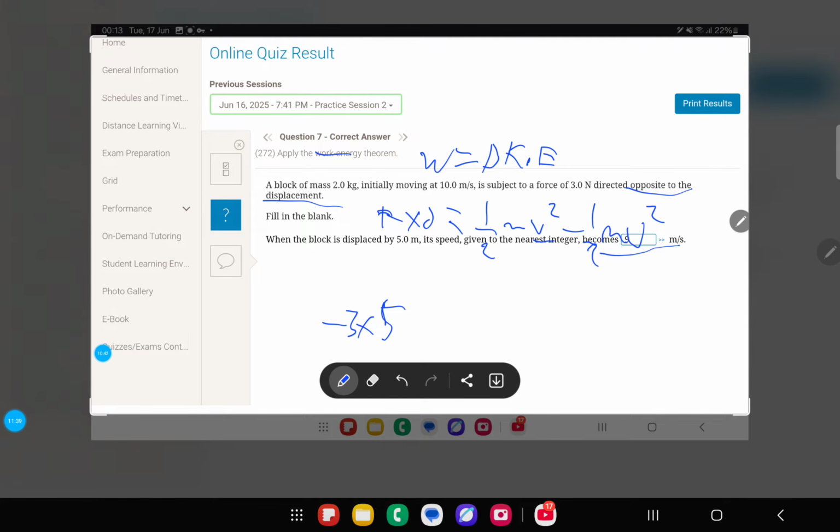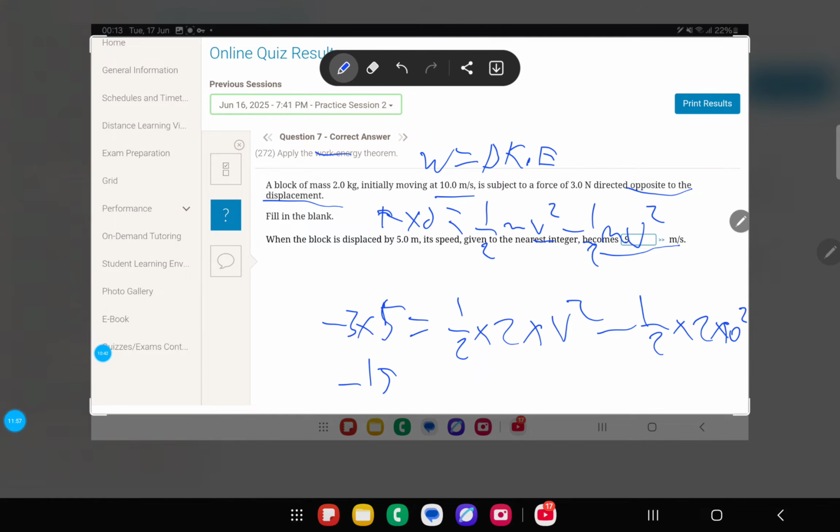So negative 3 times 5 equals 1 over 2 times mass 2 times v squared, what we're trying to find, minus 1 over 2 times 2 times u squared, which is 10, the initial velocity. You get negative 15 equals 1 over 2 times 2 is 1. 1 times v squared is v squared, minus 1 over 2 times 2 is 1. 1 times 10 squared is 100. Okay, so you flip 100 to the other side, becomes 100 plus 100.